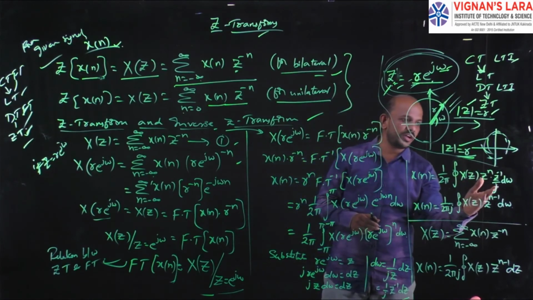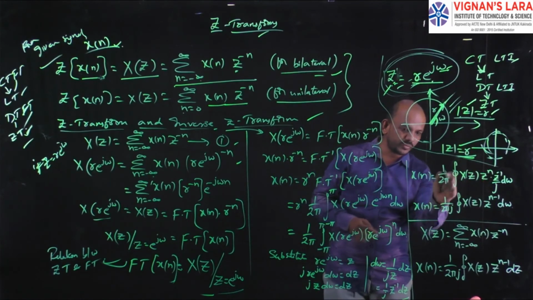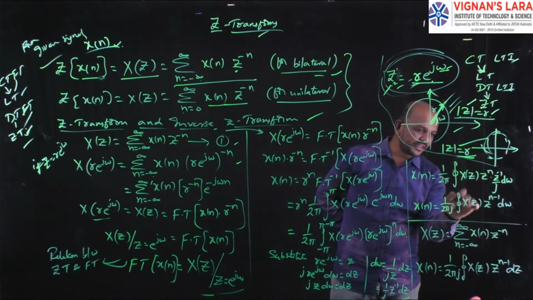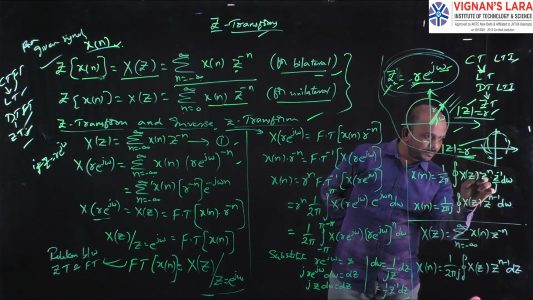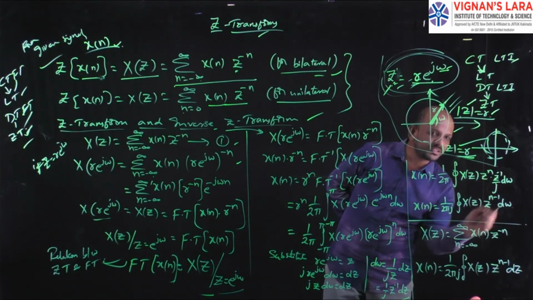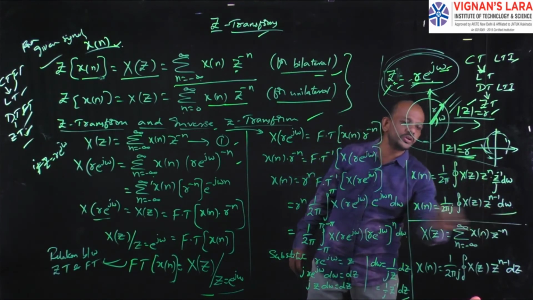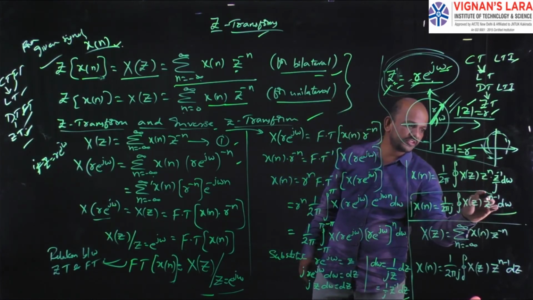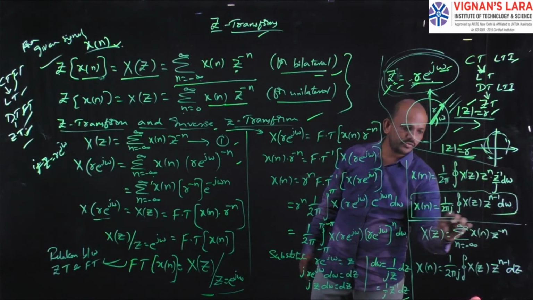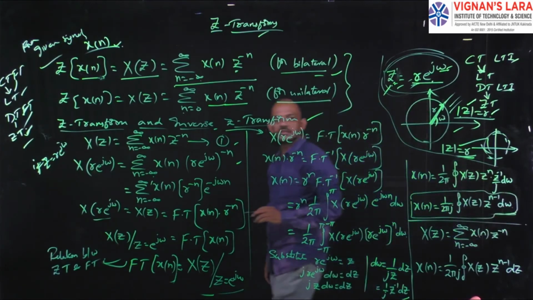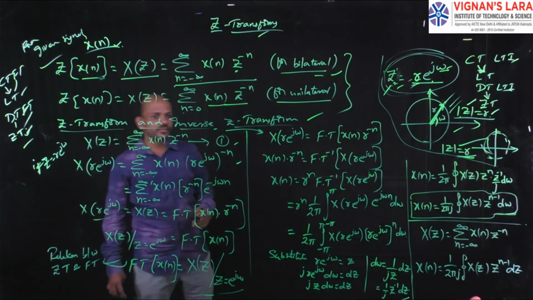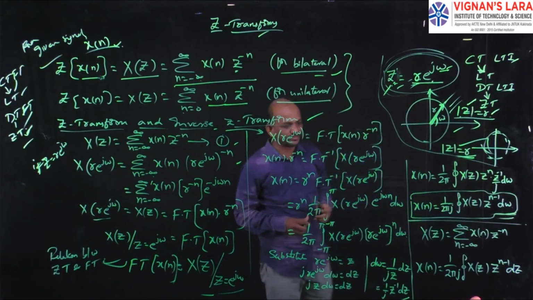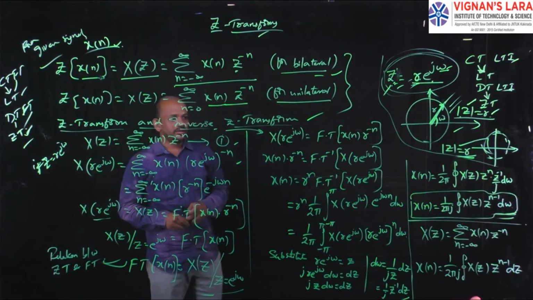So I bring the j outside the integral, that is x of n equal to 1 by 2 pi j closed contour integral of x of z into z power n into z power minus 1, simply z power n minus 1, into dz. So this is the formula for finding the original signal x of n. That is the formula for inverse Z transform. Okay. So simple.